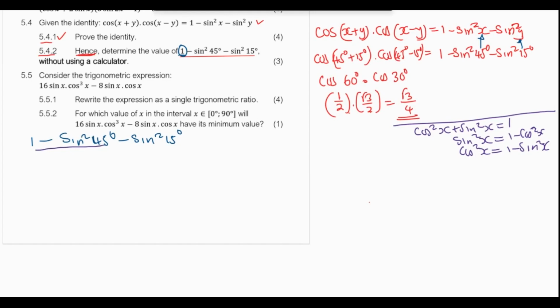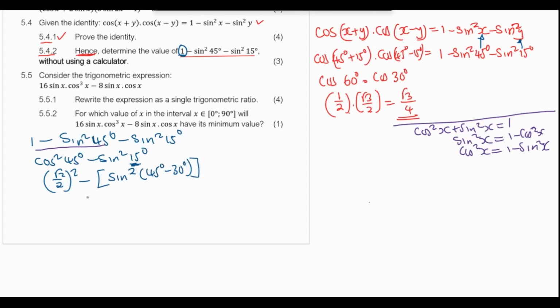Okay, and then our x in this case will be 45 degrees. So we can replace this with cos squared 45 degrees. So it's cos squared 45 degrees minus sine squared 15 degrees. Cos 45 degrees is a special angle. So this is root 2 over 2 squared minus sine squared 45 degrees minus 30 degrees.